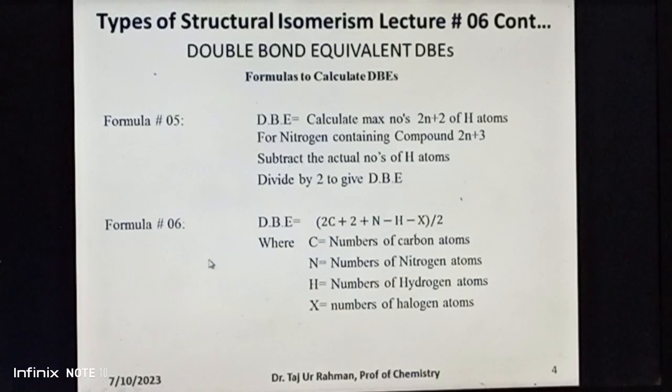This is formula number 6, and this formula shows that double bond equivalent in this case is equal to (2C plus 2 plus N minus H minus X) divided by 2, where C is the number of carbon atoms, N is the number of nitrogen atoms, H is the number of hydrogen atoms, and X is the number of halogen atoms. One thing should be noted: the presence of sulfur or oxygen atoms in a given molecular formula has no influence on the DBE value calculation because we ignore sulfur and oxygen atoms.